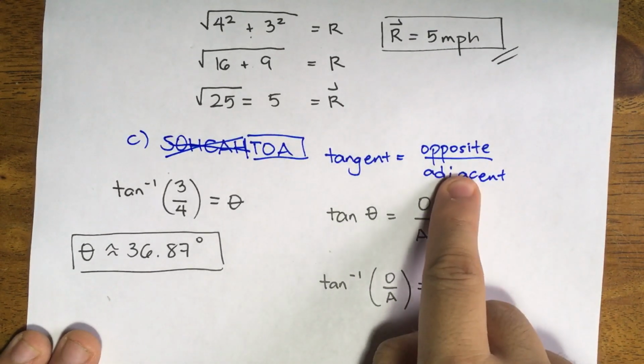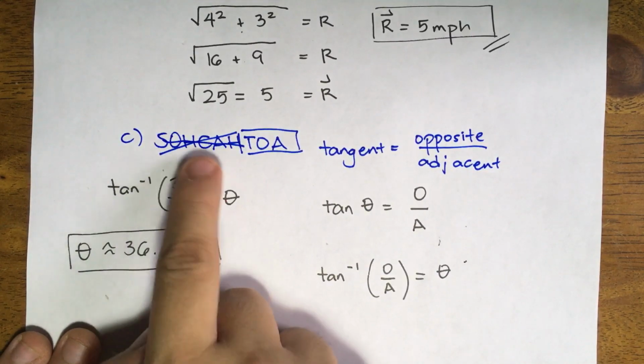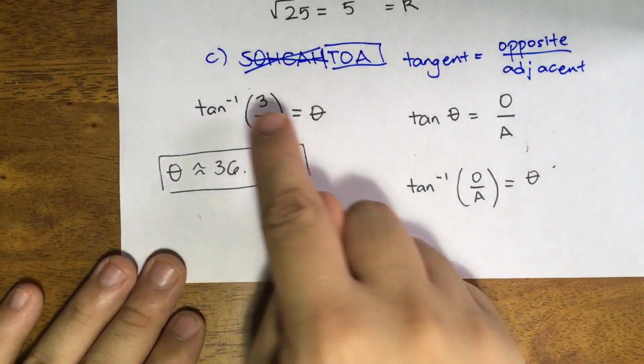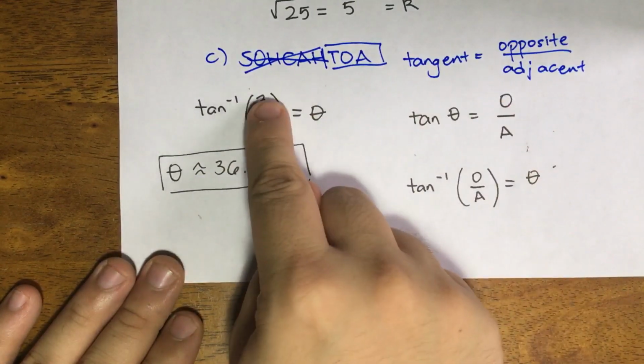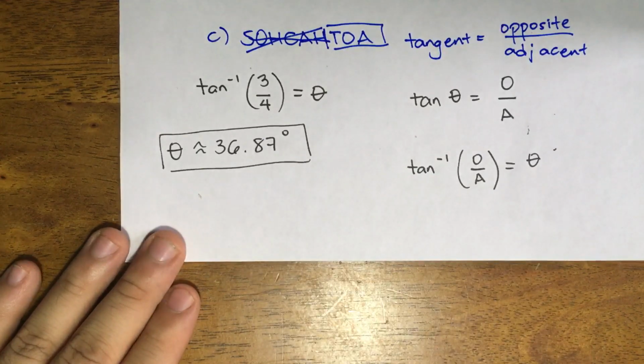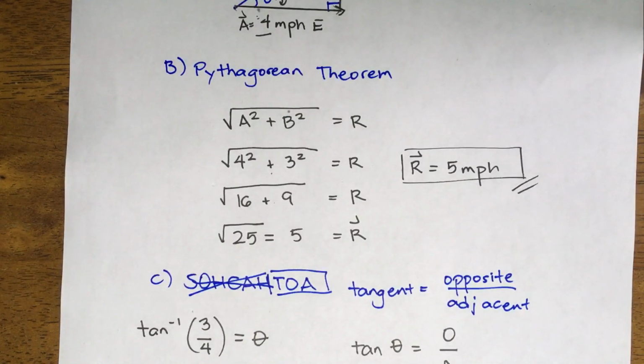Tangent is equal to opposite over adjacent. That's all you need to know. You don't need SOH and CAH, you only need TOA. And when you plug in the values, remember, tangent inverse of opposite over adjacent. That's your angle. I hope this video enlightened you with how to solve for resultant vectors mathematically.